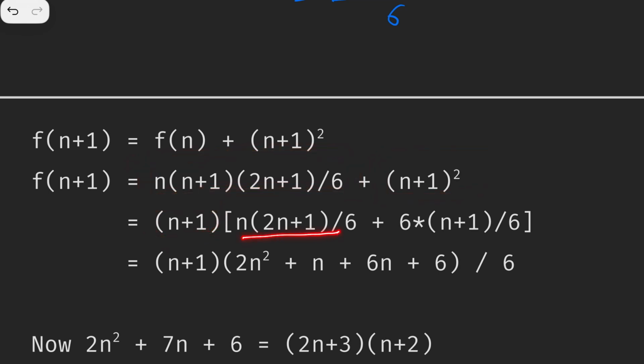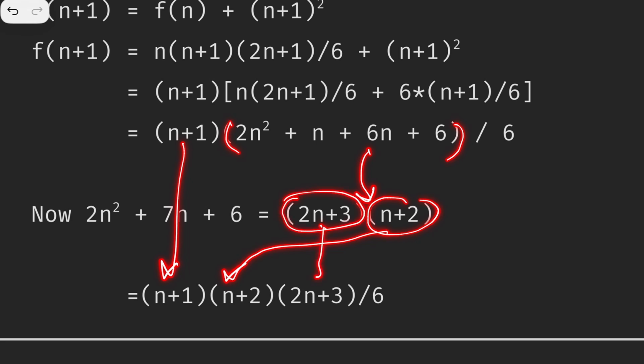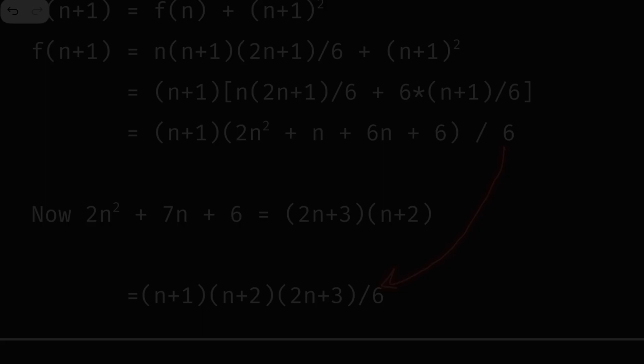Right? Now let's just expand this. So this is going to be 2 into n squared. This is going to be n. This is going to be 6n. And this is going to be 6. So you had 2n squared plus 7n plus 6. Right? You can write it as 2n plus 3 and n plus 2. Simple. So you get something like this, n plus 1, which is this one. You replace this entire with this. So you have n plus 2 and 2n plus 3 here, and you have divided by 6.